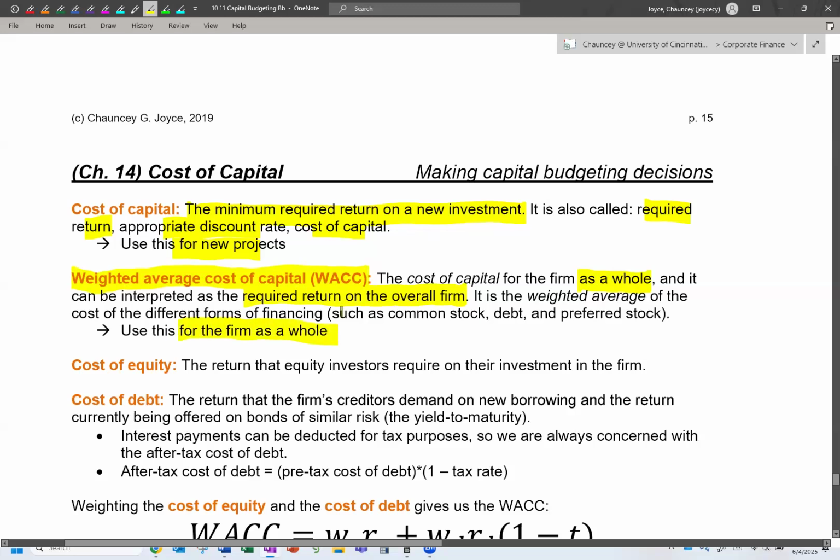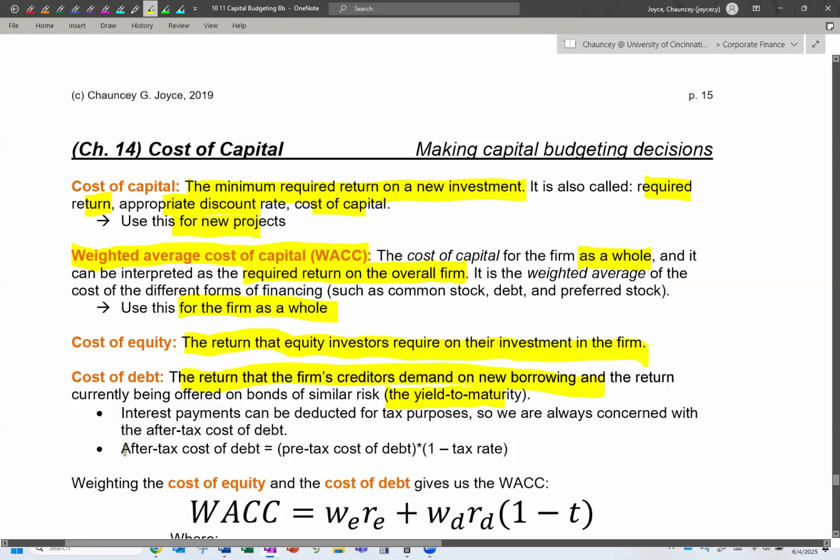A component of that is the cost of equity. That's the return equity investors require on their investment in the firm. Then cost of debt, that's the return firms' creditors demand on new borrowing. Think of that as the yield to maturity. So the after-tax cost of debt for the firm is that pre-tax cost of debt, or the yield to maturity, times 1 less the tax rate.